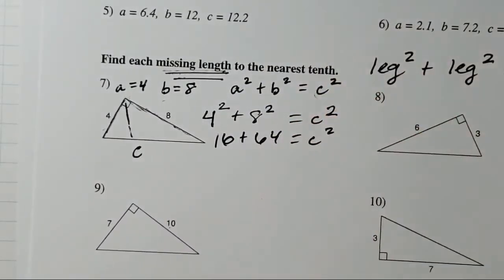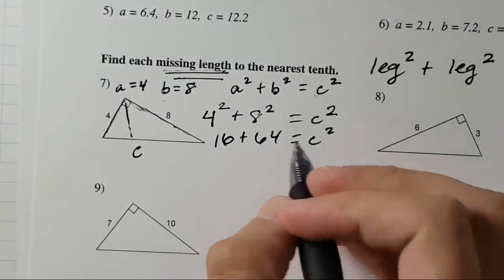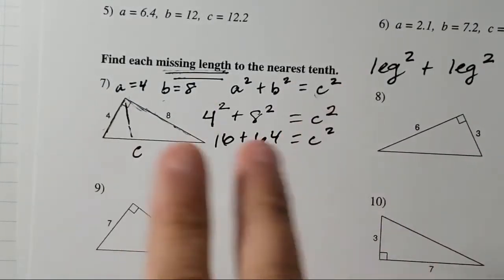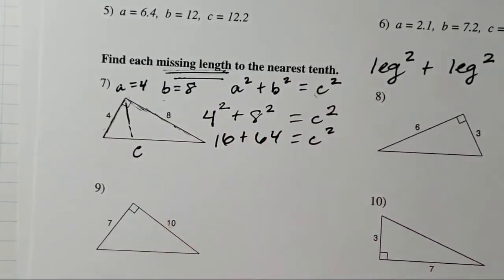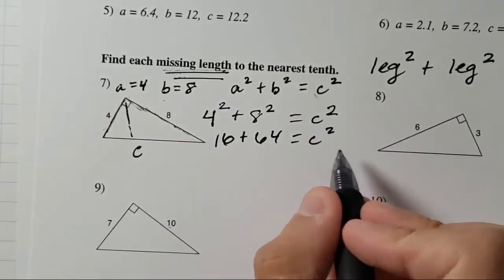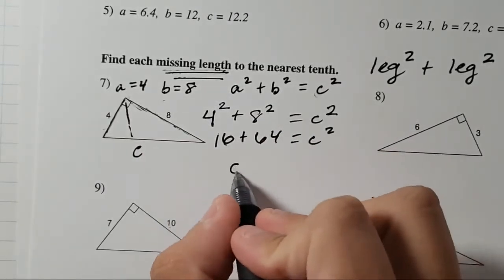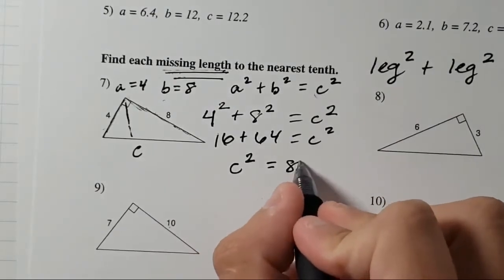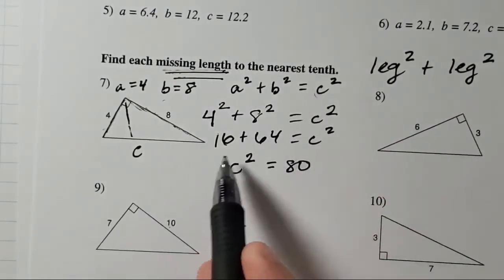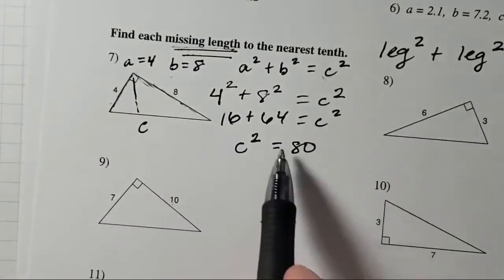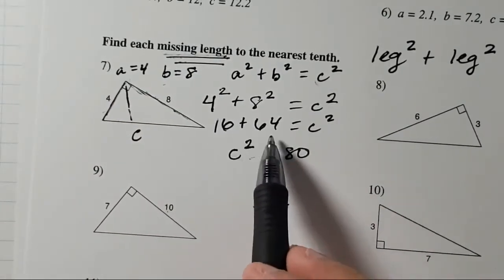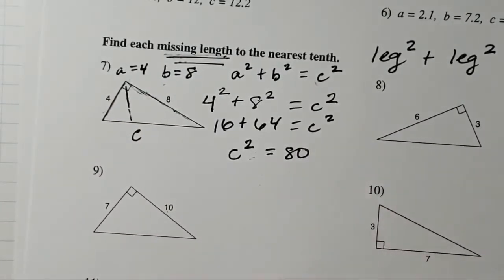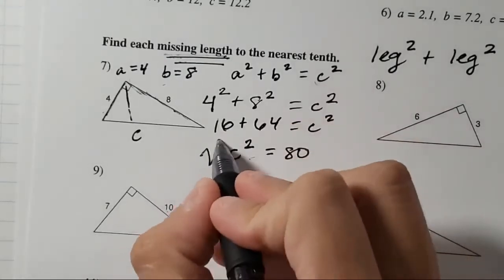Equals c squared, right? Then you can add 16 and 64, and you'll have c squared equals 80. I just flipped it around; you can do that because of equality. So you get 16 plus 64, which is 80. All right, so now what we can do here is take the square root of both sides.